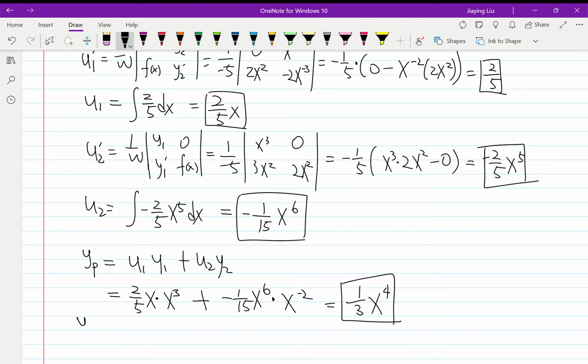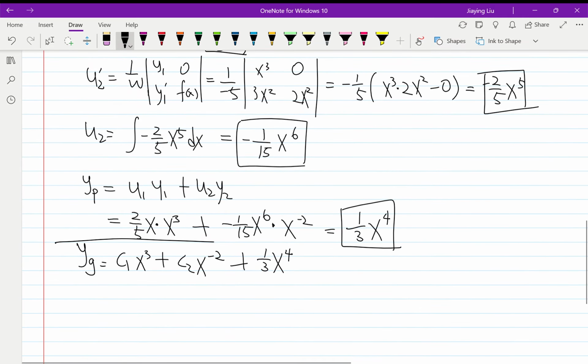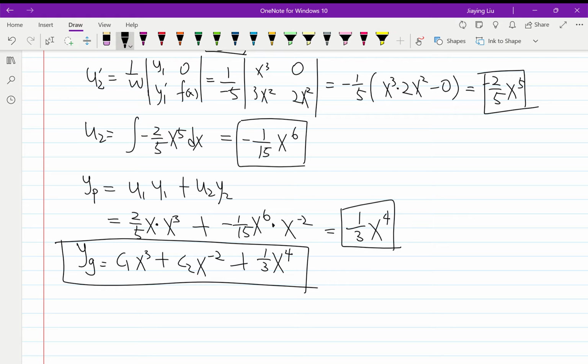And then we can write down the general solution, c1 x cubed plus c2 x to the negative 2 plus 1 over 3 x to the fourth. Any questions? And the very last step is to write down the solution interval for this general solution.